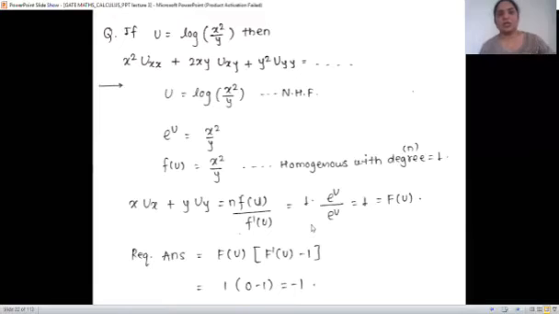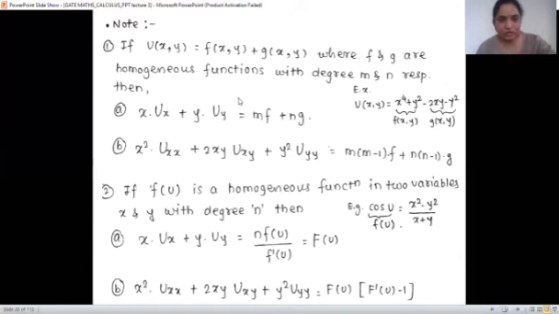Next, the function is log x square by y. Then the question: what is the value of the given function? So u is given as log x square by y. Now, if we check the degree of the function, it is 2 minus 1, that is 1, which is not 0. So this is not a homogeneous function. For a non-homogeneous function, we have a rule. What is that rule?